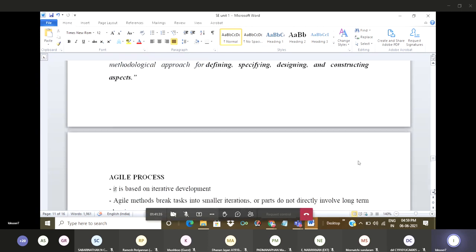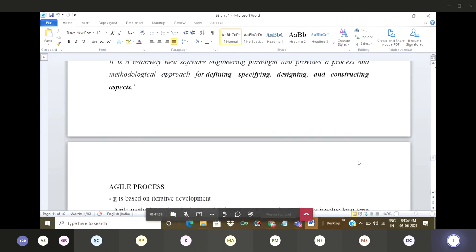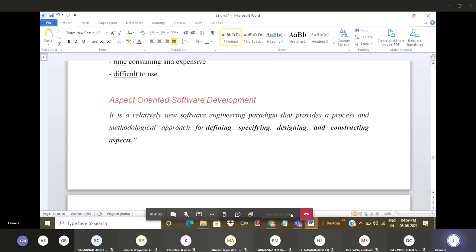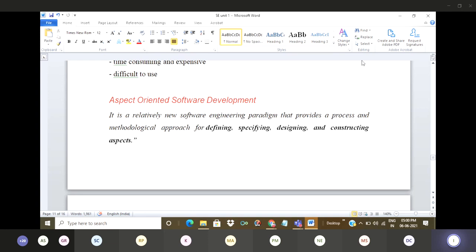Finally, aspect-oriented software development. Here is the definition: it is a new software engineering paradigm that provides a process and methodological approach for defining, specifying, designing, and constructing aspects. This is the exact definition of aspect-oriented software development.